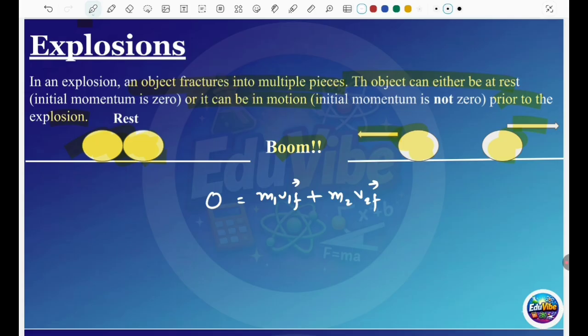So that's the explosion. And we also did explosion questions in two dimensions, where we deal with the two-dimensional components.